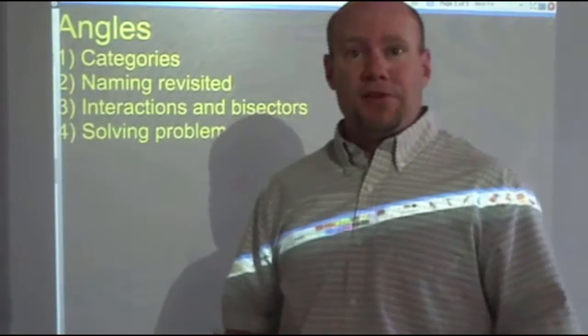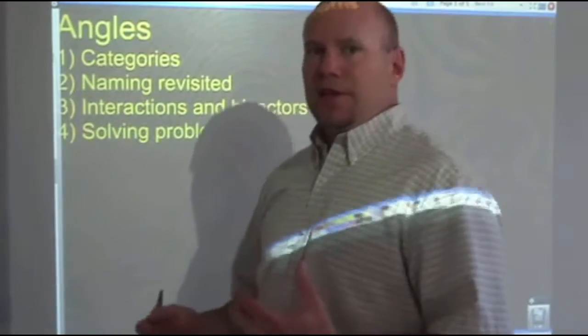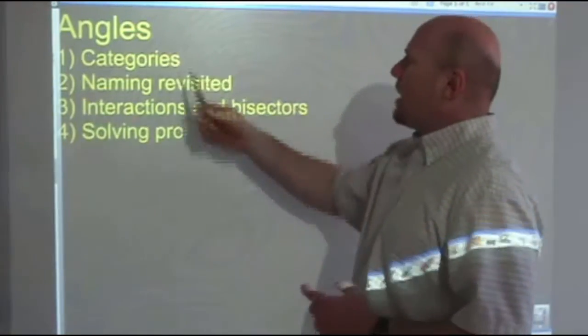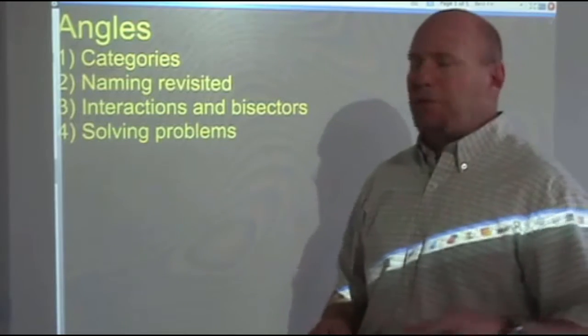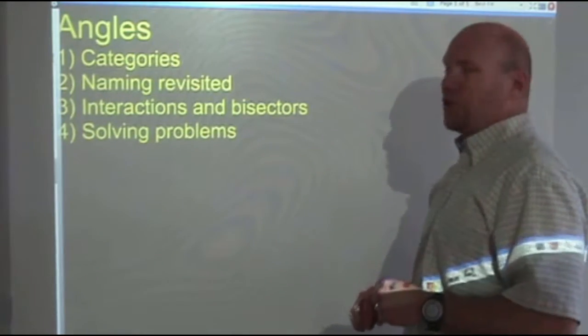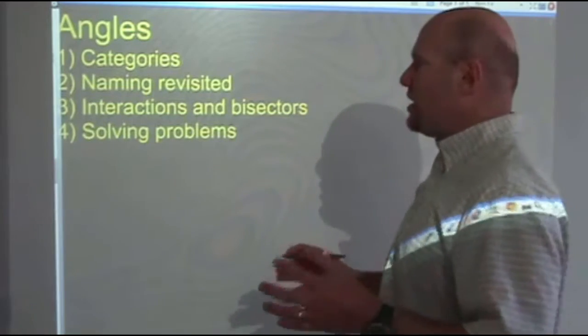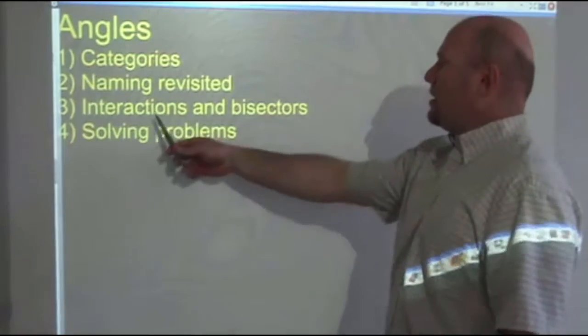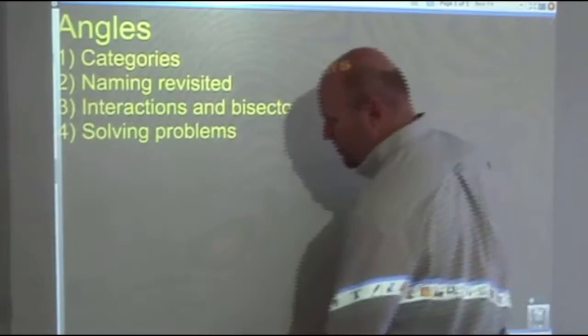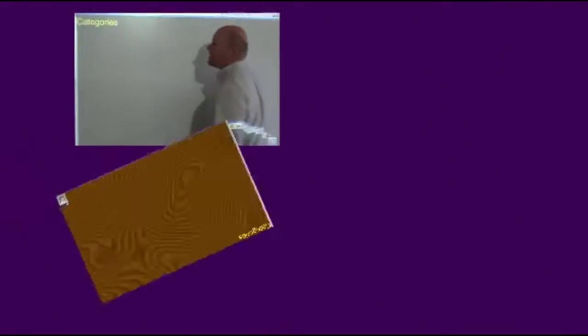All right, dealing with a video this time, dealing with how do we deal with angles in a similar way that you may have dealt with segments or some other things. It's kind of sort of the same process. We're going to take a look at categories for angles. These are things that you probably already know. We're going to look at naming revisited just real quick to make sure that you've got your notation down. We're going to look at interactions and the concept of bisectors, and then we're going to look at solving a couple of problems, although this is not killer.